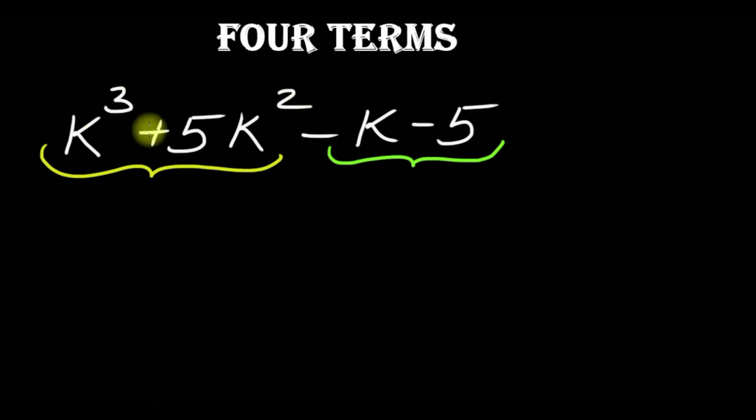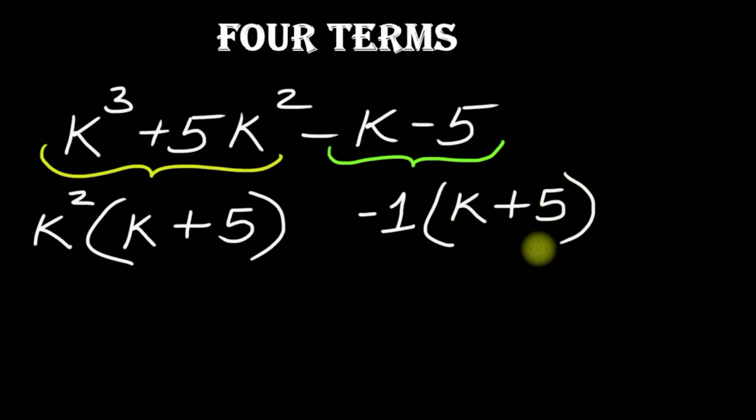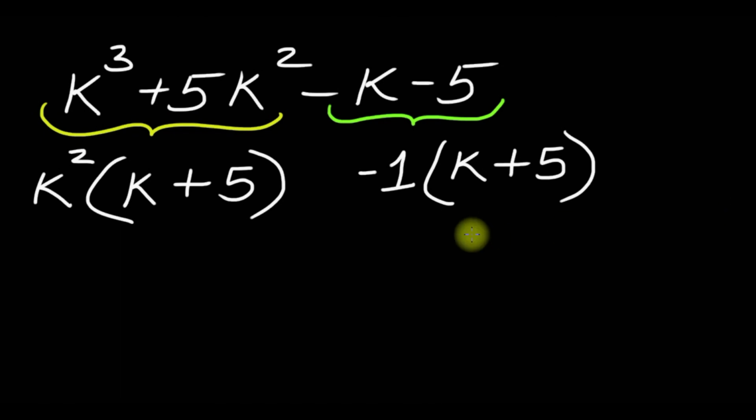And then from each group, you're going to factor the greatest common factor. Okay, so the greatest common factor for this is going to be k squared. So you pull out a k squared. And then you're left with k plus 5. And then here you have to pull out a negative 1. And then you have k plus 5. Okay, and then you're going to factor out the common binomial. So what's the common binomial here? It's going to be k plus 5. See, that's your common binomial.